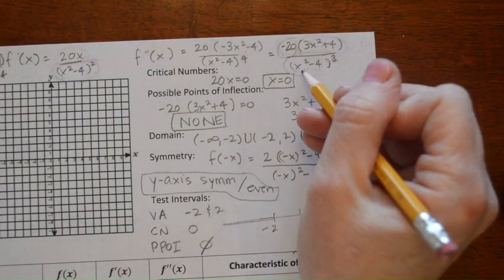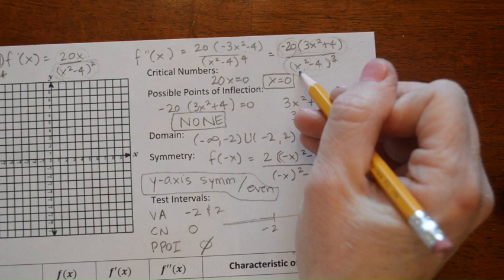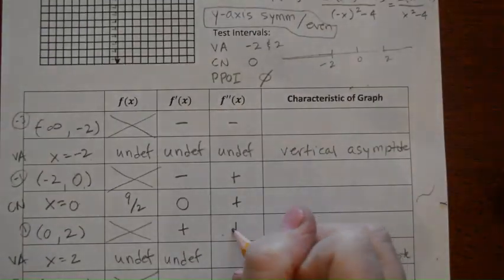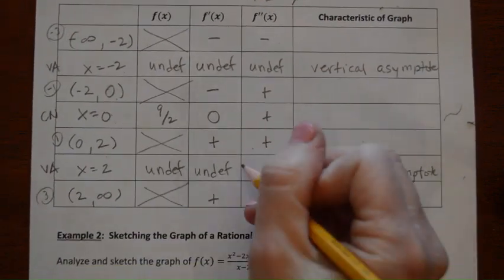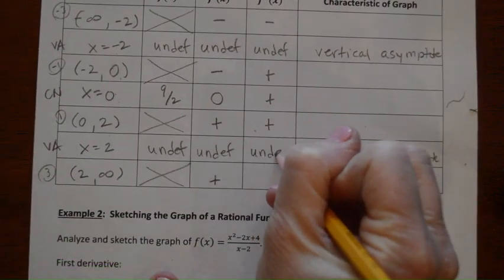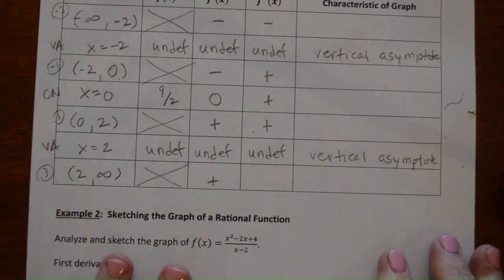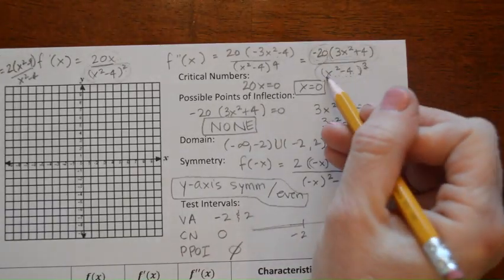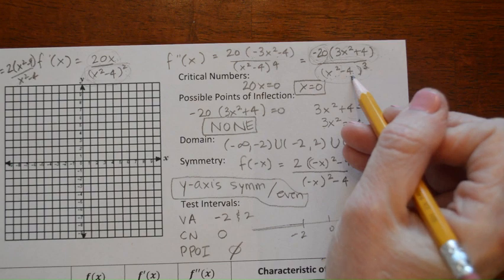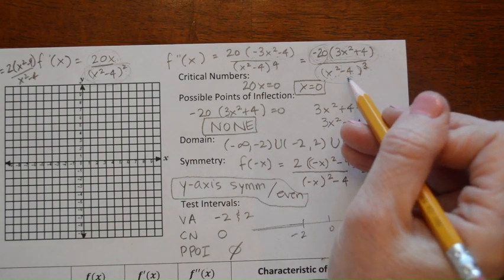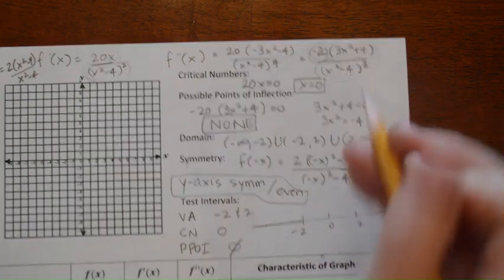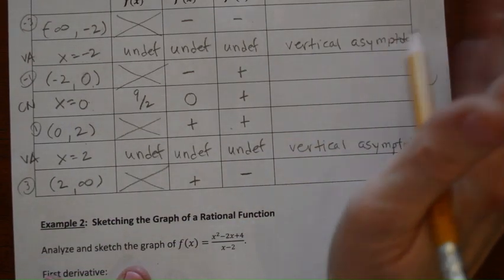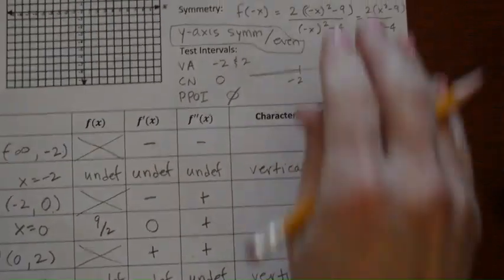Again, negative. And then 1 squared is 1 minus 4 is negative, cubed is negative. So negative divided by negative is positive. This is going to be undefined here. All right, and then we put in 3. All right, so all negative. 3 squared is 9, minus 4 is 5. Positive, cubed is positive, so negative divided by positive is negative. Phew. Sorry, I let that go for so long.